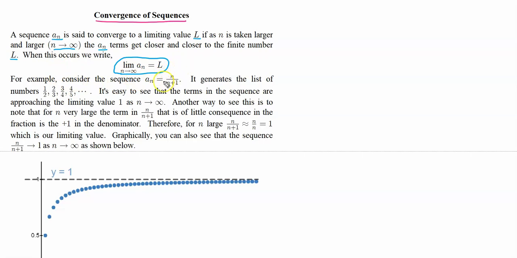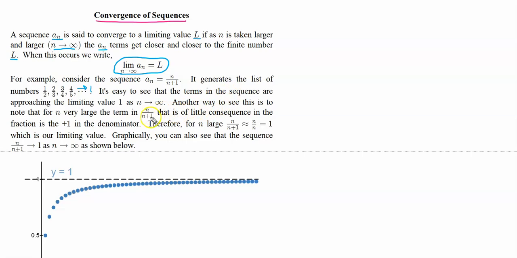So for example, if you consider the sequence a sub n equals n over n plus 1, and if you write out a few terms of this sequence, you'll see you get 1/2, 2/3, 3/4, 4/5. You can see that these are converging towards 1, right? This is 0.5, 0.67, 0.75, 0.8, they're getting closer and closer to 1.